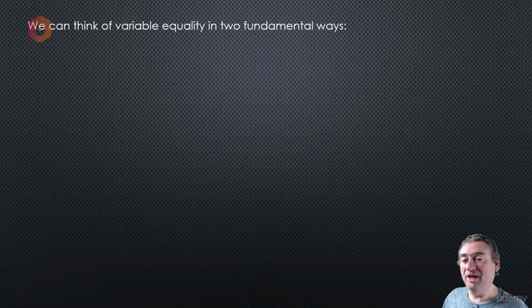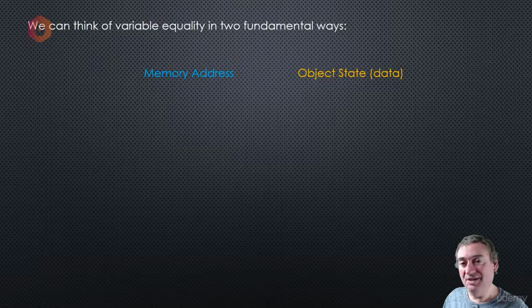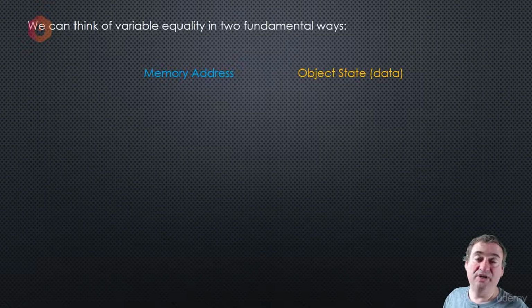So variable equality, we can think of how to compare two variables in two very fundamentally different ways. The first one is by comparing the memory address, right? As we know, variables are simply pointers to objects in memory, and so we may want to find out, are these two variables pointing to the same object? That's comparing the memory address. We may also want to just compare the internal state of the objects, the data. For example, the contents of two lists. They may not reside at the same memory address, but they may have the same content. And the same thing with strings and number values and all the different objects and data types that we can have in Python.